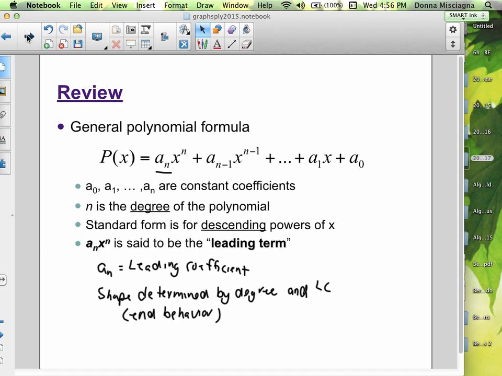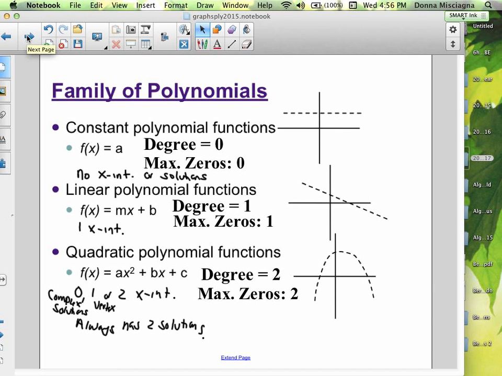Okay, let's look at some functions. Our constant polynomial function is f of x equals a, where a is just a constant. Its degree is 0. It has a maximum number of zeros of 0. There are no x-intercepts or solutions. It doesn't cross the x-axis.